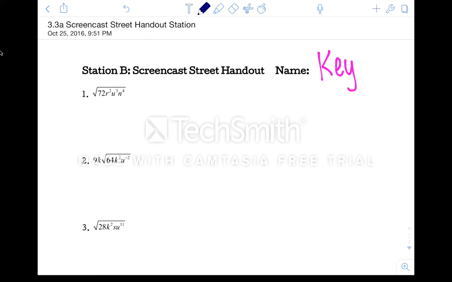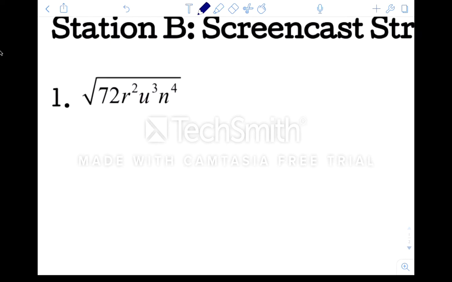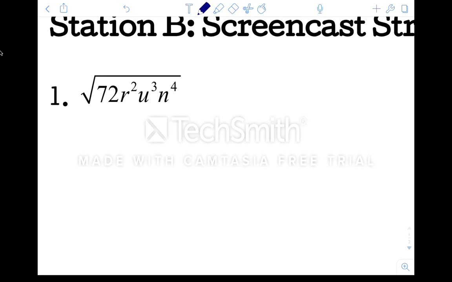We're going to practice simplifying radical expressions a little bit more. So let's go ahead and start with number 1, the square root of 72 r squared u to the third n to the fourth.